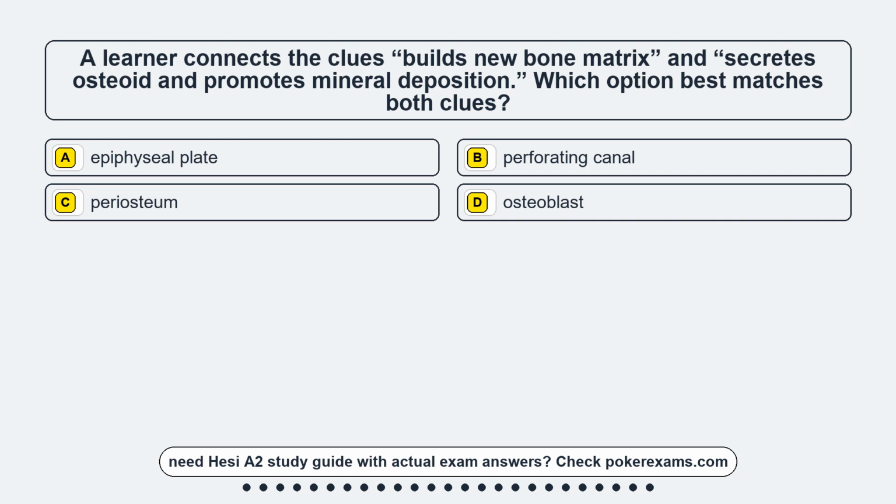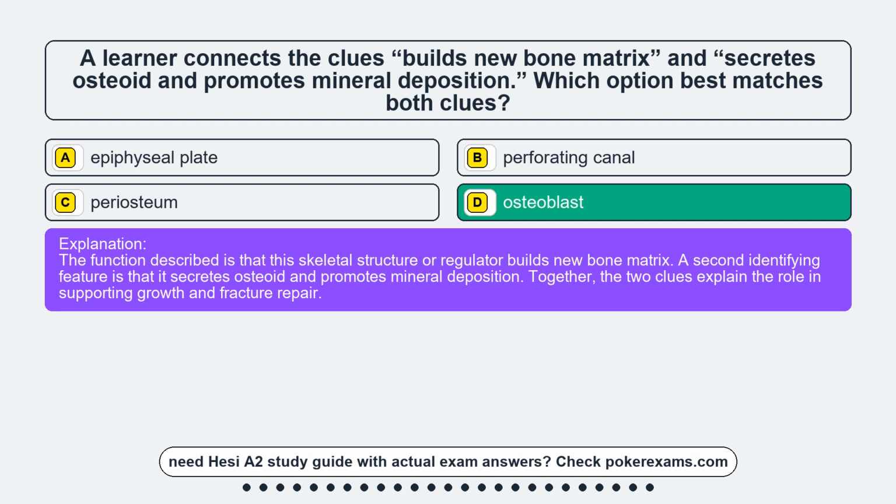Question 4. A learner connects the clues, builds new bone matrix, and secretes osteoid and promotes mineral deposition. Which option best matches both clues? Option A, epiphyseal plate. Option B, perforating canal. Option C, periosteum. Option D, osteoblast. The correct answer is option D, osteoblast.